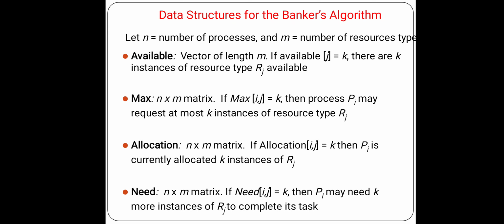Okay, maximum, allocation and need. Maximum means the maximum number of resources which are needed to complete its execution. Allocation means the resources which are currently allocated to that process. And need means the remaining resources which are needed to complete its execution. See, these three; available means the total number of available resources for the system.